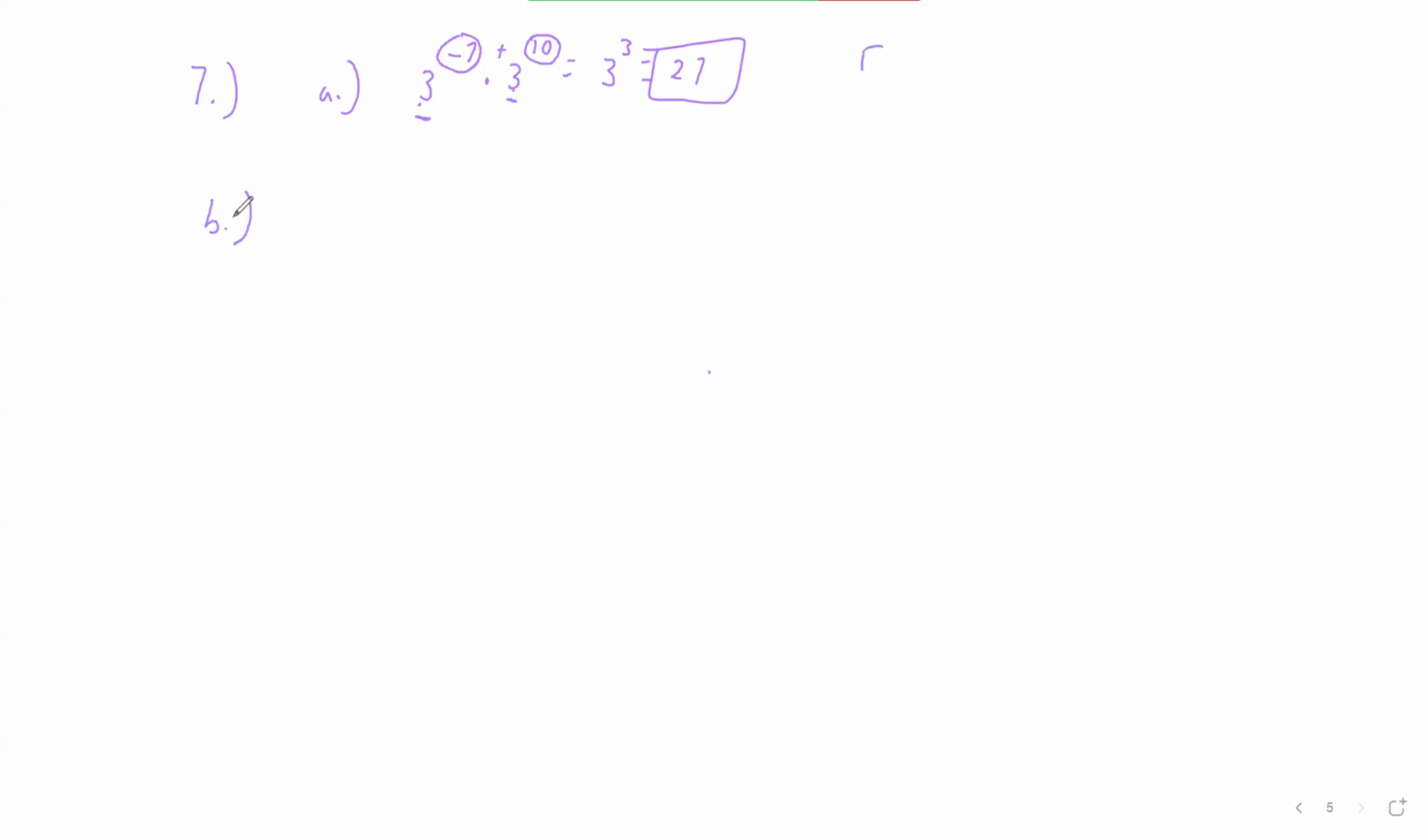So we'll do another example over here. So let's do 2 to the -5 times 2 to the 9. That's a good one. Take a moment.